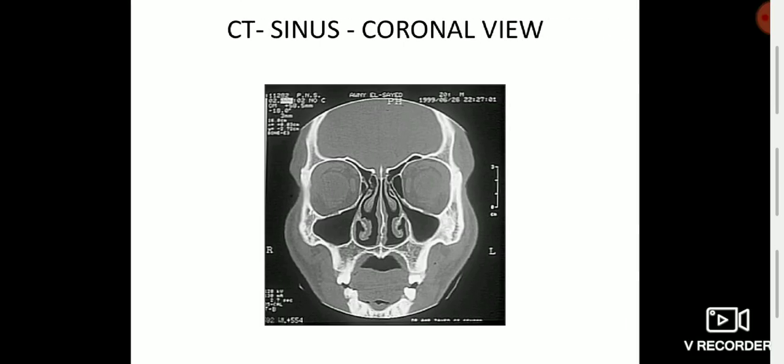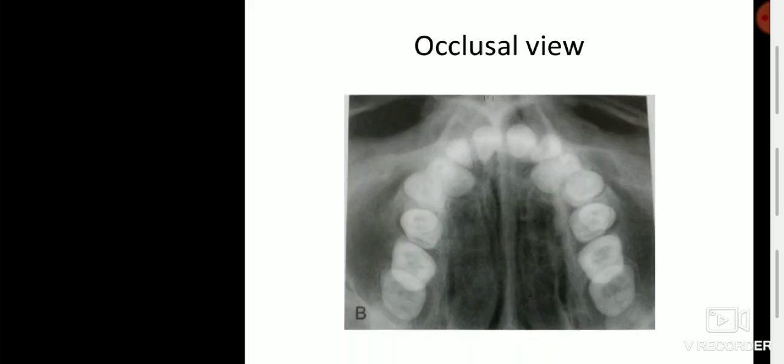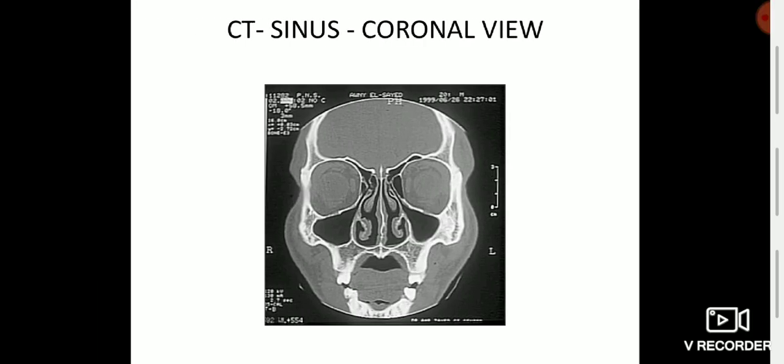This is another CT scan with the coronal view. Here you can clearly see both the orbits, both the maxillary sinuses, the hard palate, the maxillary alveolar processes, the lateral wall of the nose, the nasal septum, and you can see your mandible and the tongue. In this you can see the shape of the maxillary sinus.